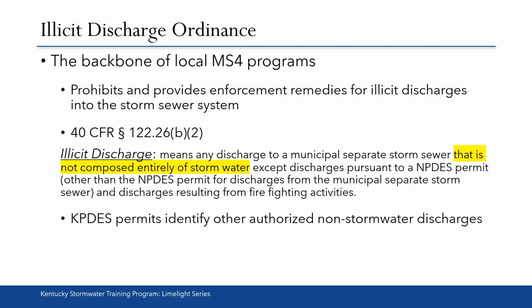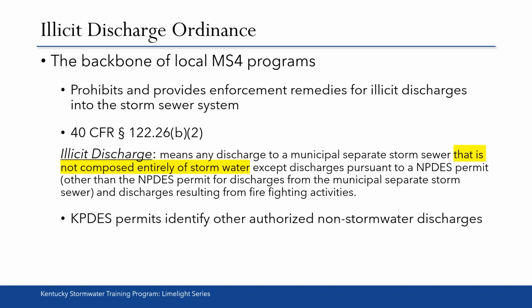So the first ordinance is the illicit discharge ordinance, and this is the backbone of your MS4 program. What this ordinance needs to say and enforce is that no one shall cause anything other than stormwater to go into the storm sewer system. As it says, it prohibits and provides enforcement remedies for illicit discharges into the storm sewer system. The Clean Water Act defines an illicit discharge as any discharge to the storm sewer system that's not composed entirely of stormwater. So you see where you could go with that.